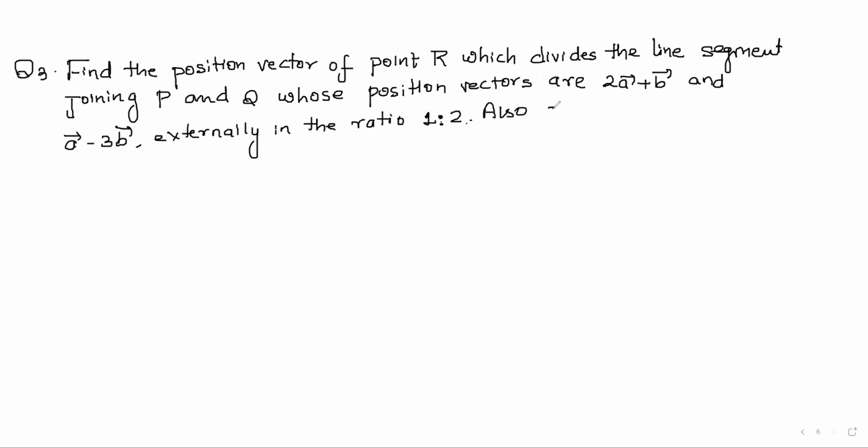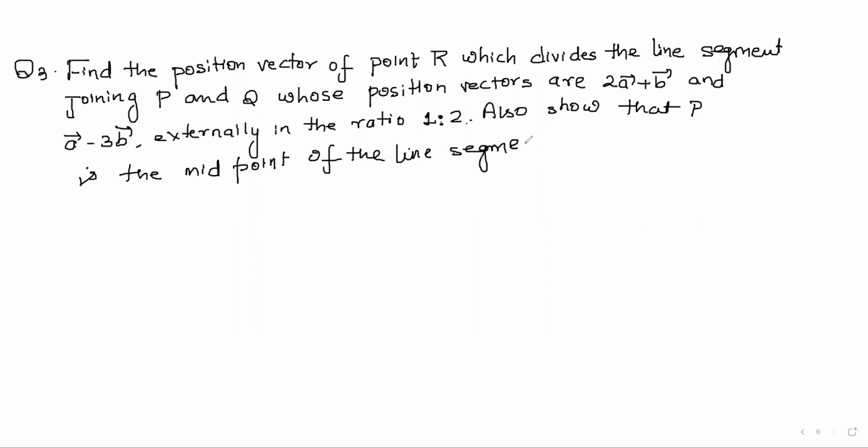Also show that P is the midpoint of the line segment RQ. This question came in CBSE 2010. Please try this question. Sir, is minus 5b vector the answer of the previous question? Sorry, Umair. Yes, minus 5b is the correct answer for the last question. Okay, all of you, please try this one.